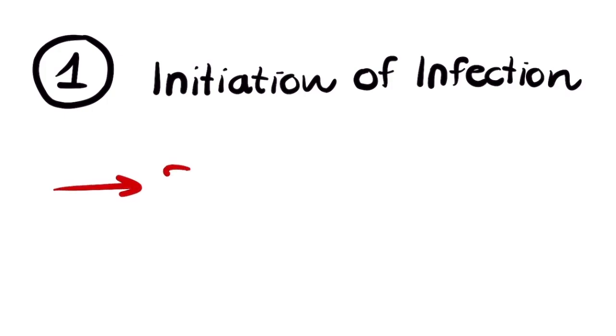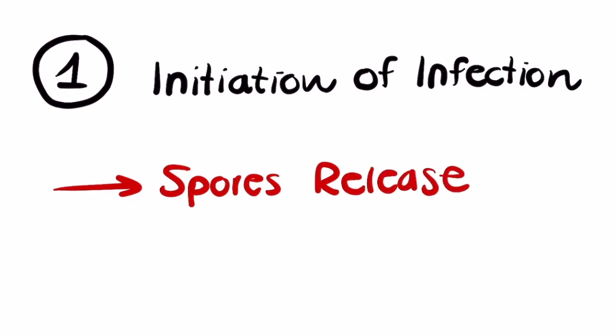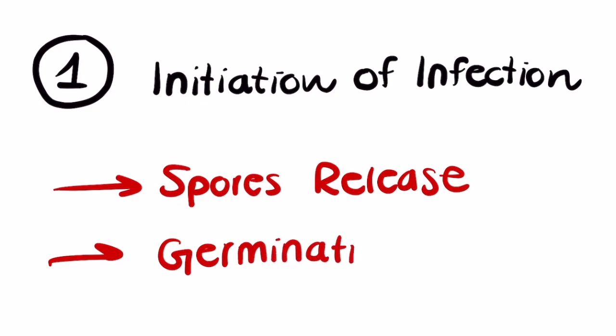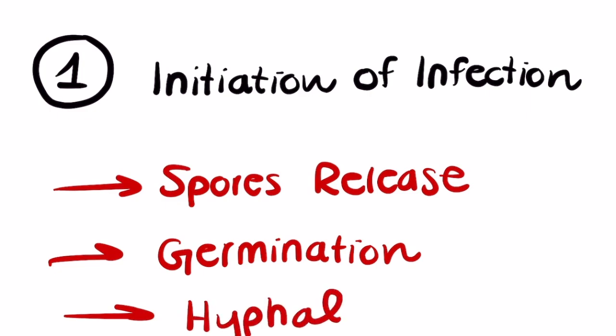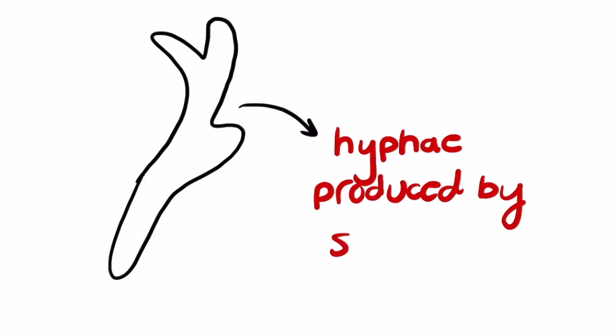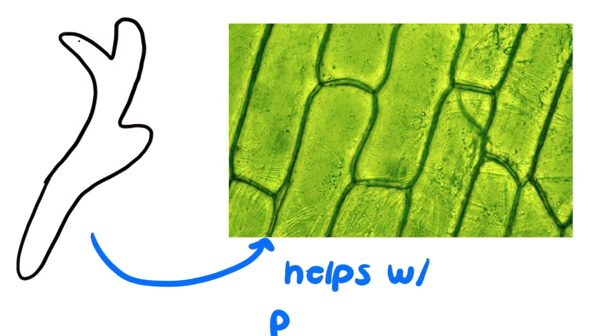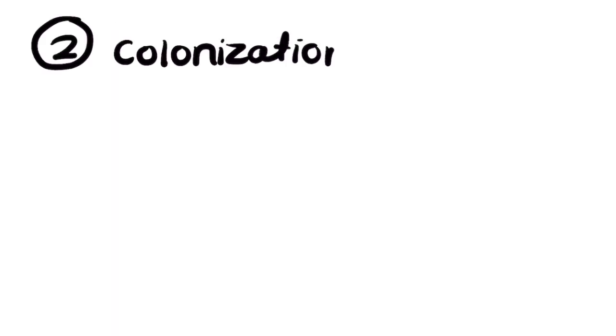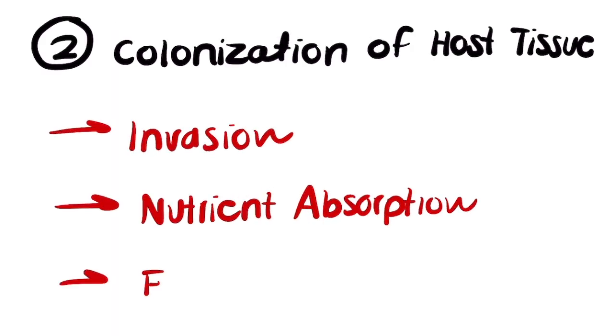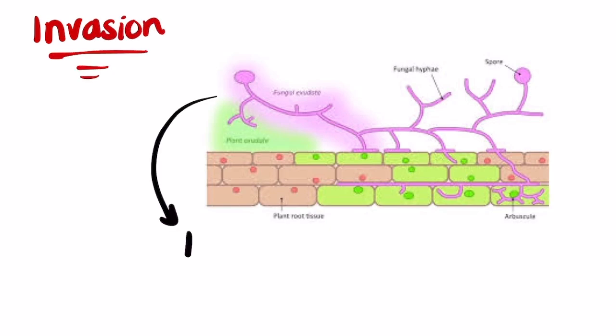Step 1 is initiation of infection through spore release from infected plants during moist conditions, followed by germination, which is then followed by hyphal growth, which produces hyphae that are long thread-like structures. The hyphae secrete enzymes that break down cell walls of the plant tissues, allowing the pathogen to penetrate deeper into the plant. Second is colonization of host tissue through invasion, nutrient absorption, and formation of oospores.